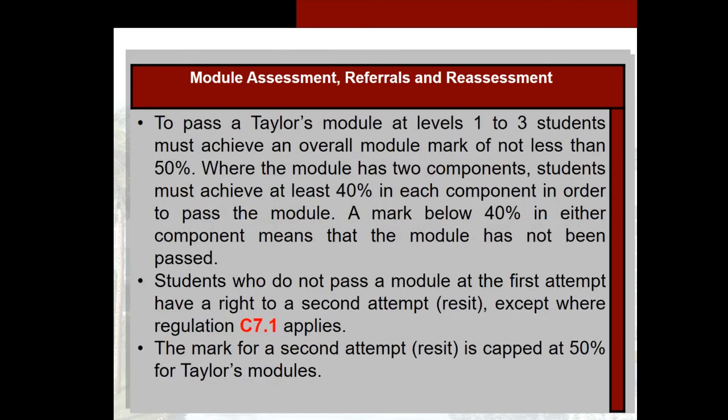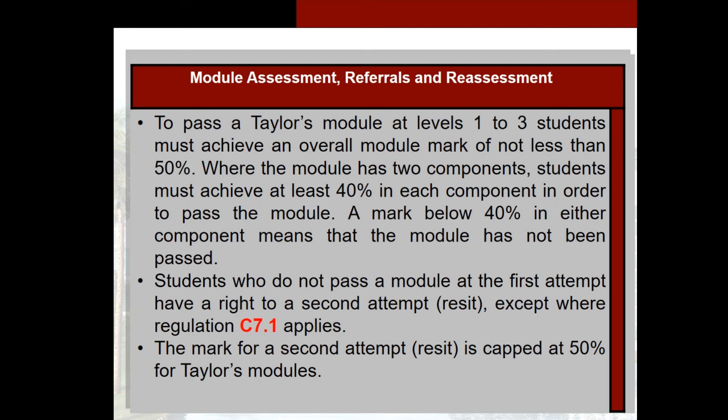Now, to pass a Taylor's module at levels 1 to 3, students must achieve an overall module mark of not less than 50%. Where the module has 2 components, students must achieve at least 40% in each component in order to pass the module. A mark below 40% in either component means that the module has not been passed.